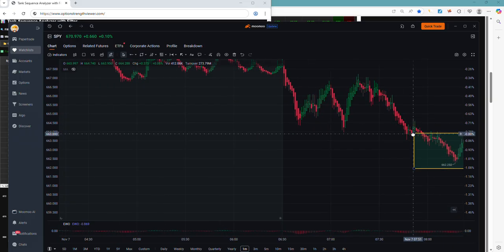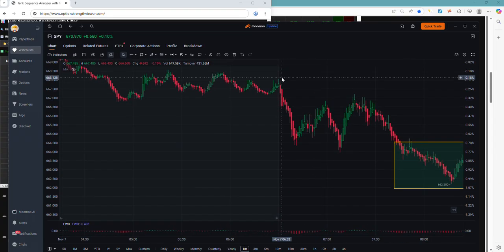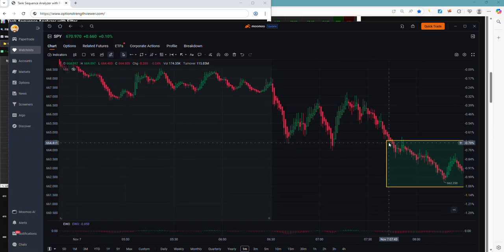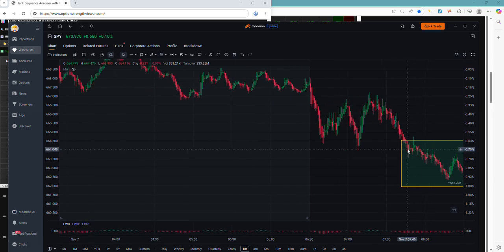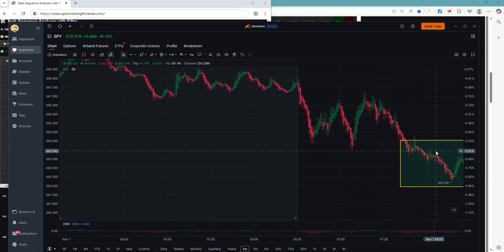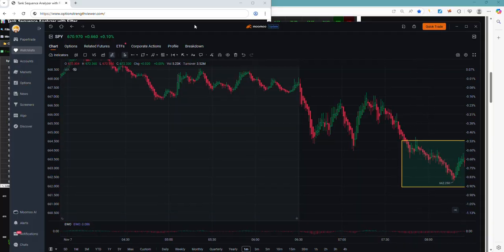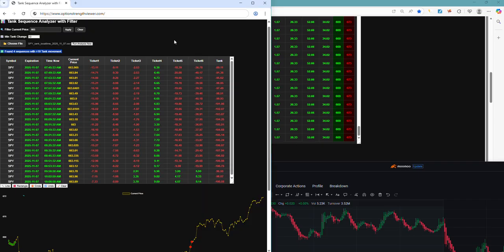Because it had just gone down from 667 all the way down to 663, which is right around here. And so now I have this question. Okay, do I want to enter now, or enter puts, or enter calls? Before I can do that, I want to make sure that I understand what's going on during this consolidation. And so how do you do that, right?